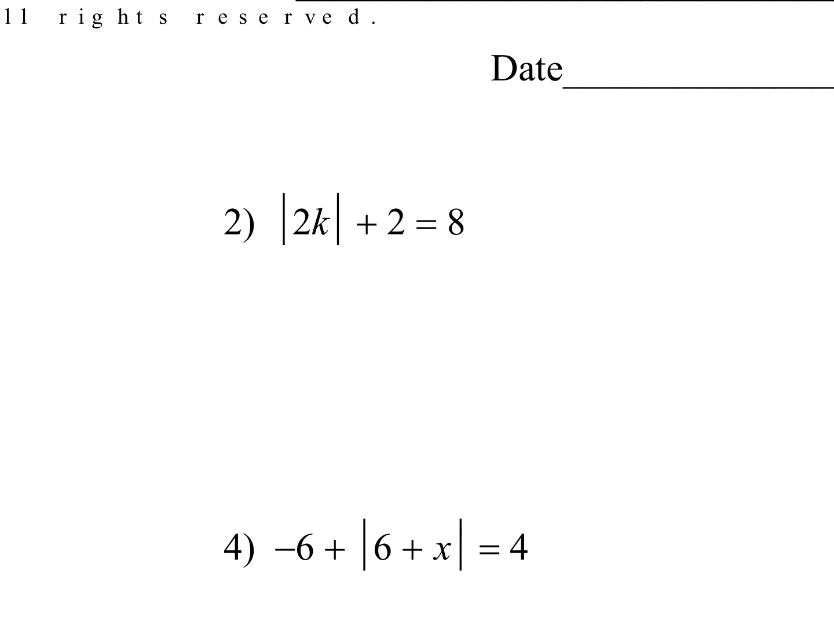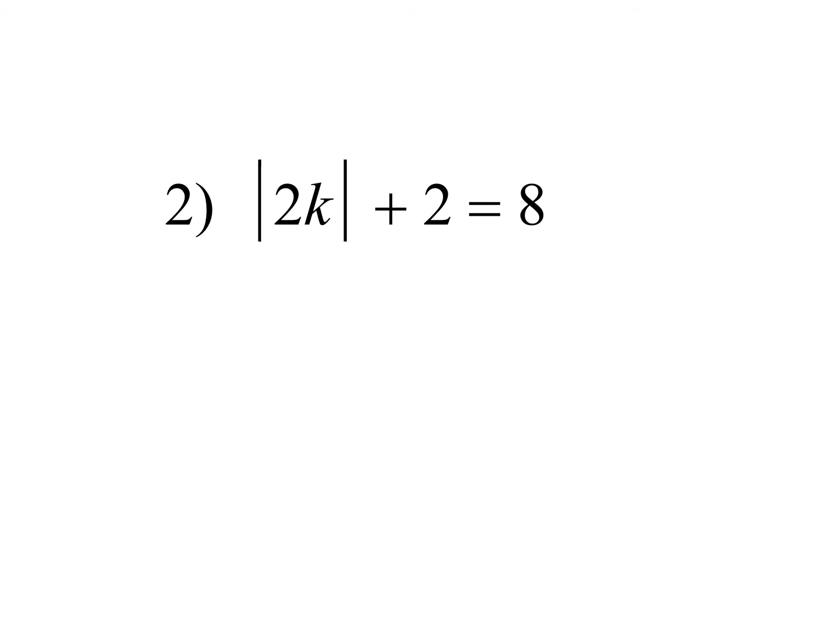So looking at number 2. These are our absolute value equations. We solve them pretty similarly to how we would solve a regular equation, but we want to get this absolute value all by itself. Because once we get it all by itself, then we can get rid of it. So how can we move that plus 2 to the other side? Minus 2. So we subtract 2 on both sides, so then we have the absolute value of 2k is equal to, what's 8 minus 2? 6.